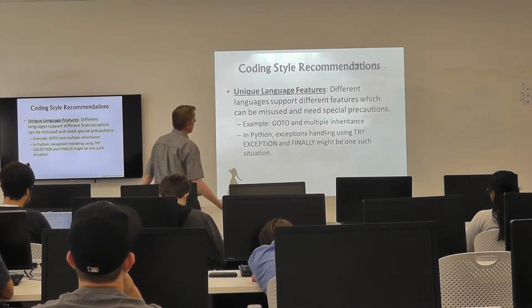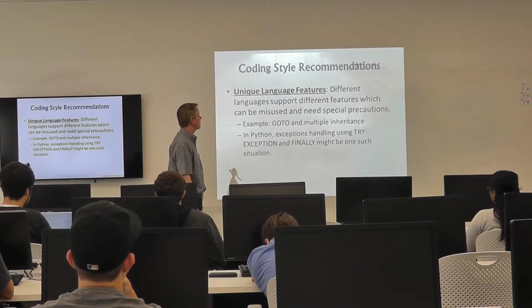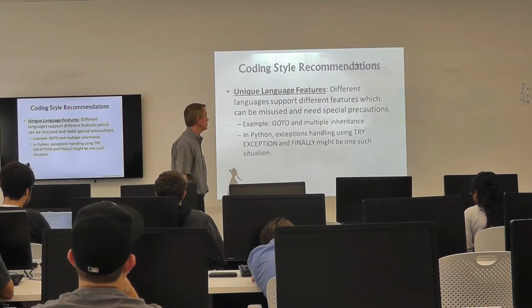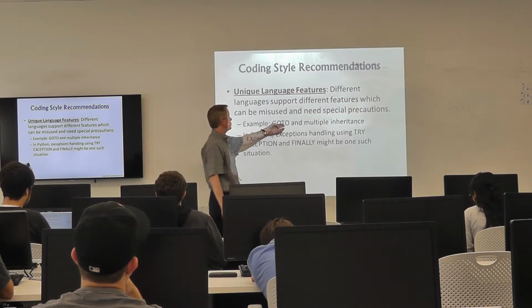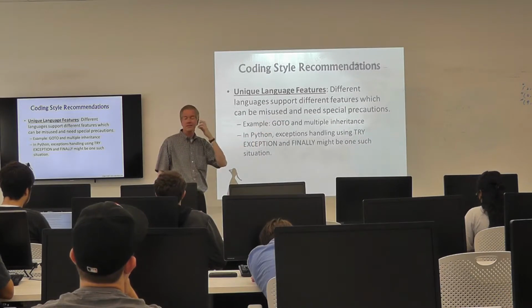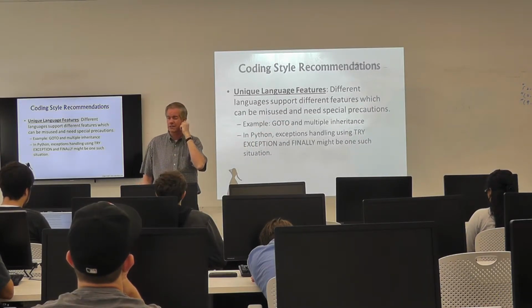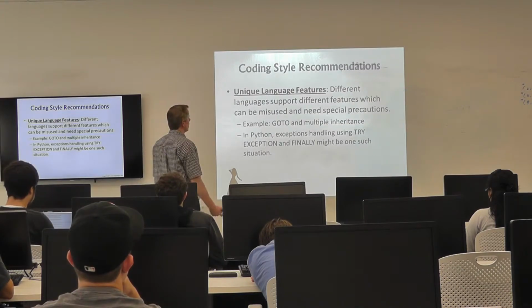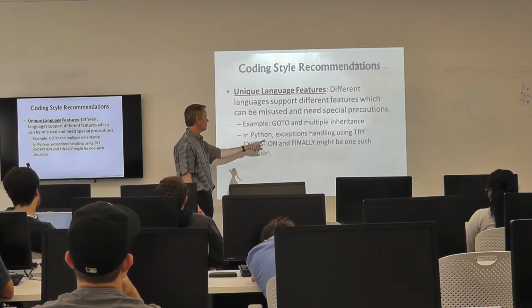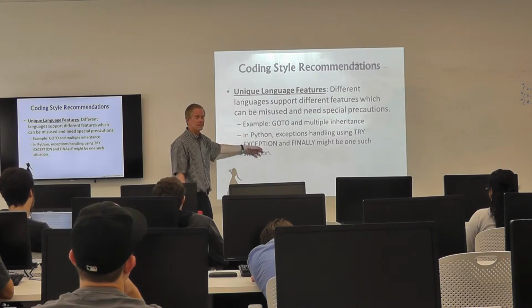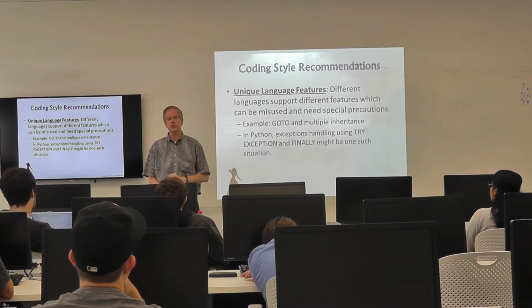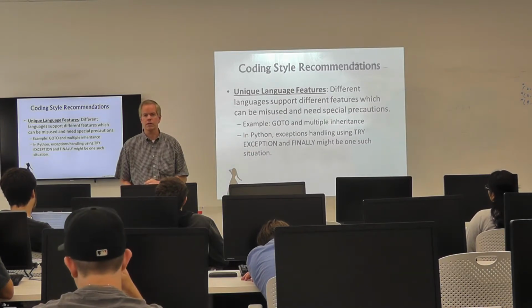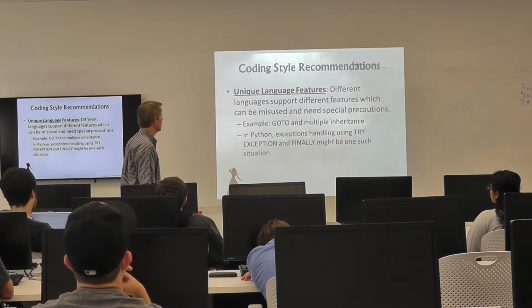Unique language features. Every language has its own little weirdo things going on, okay? You have to be careful because you might misuse them. If it has a goto function in it and multiple inheritance, things get weird when you start using that stuff. So the recommendation is generally to stay away from it. In Python, we've got try, except, and finally. That's sort of weird stuff. If you need it, of course, use it. There's no question about that. But if you don't need it, then you're probably just going to end up confusing things by including that in your code.